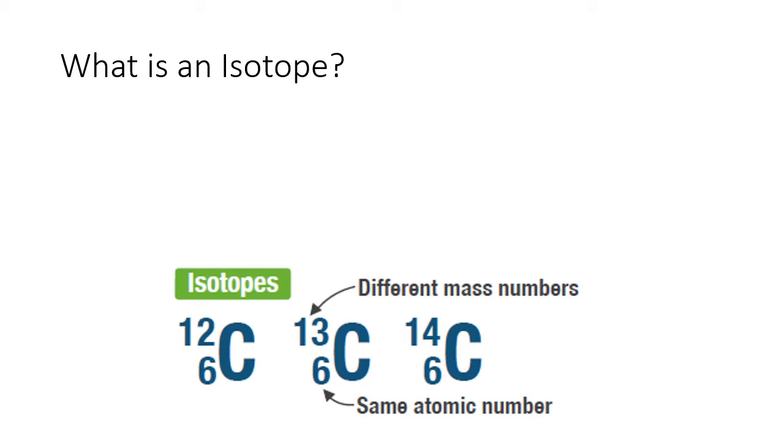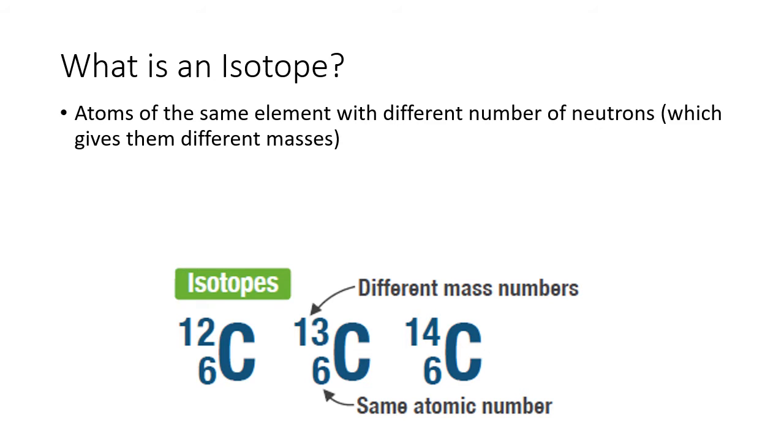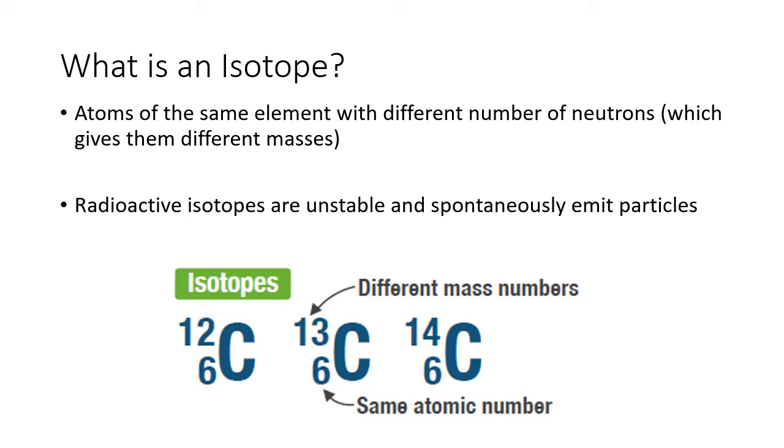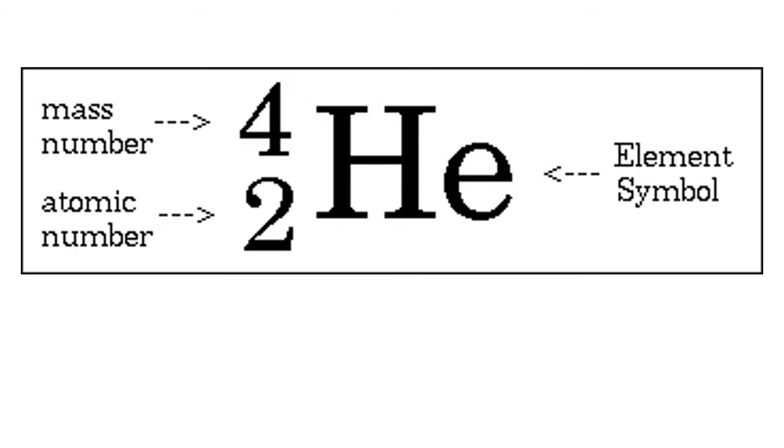So what is an isotope? An isotope is an element that has a different number of neutrons. That means it has the exact same atomic number, the same number of protons, but a different number of neutrons. Many of these isotopes are unstable and thus radioactive, meaning they emit particles.